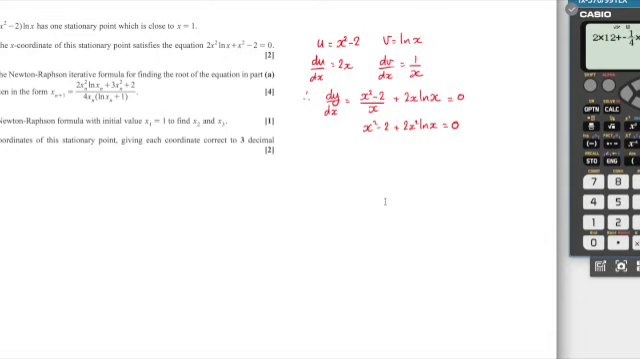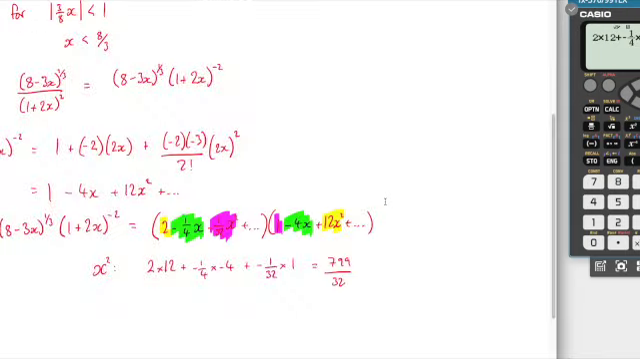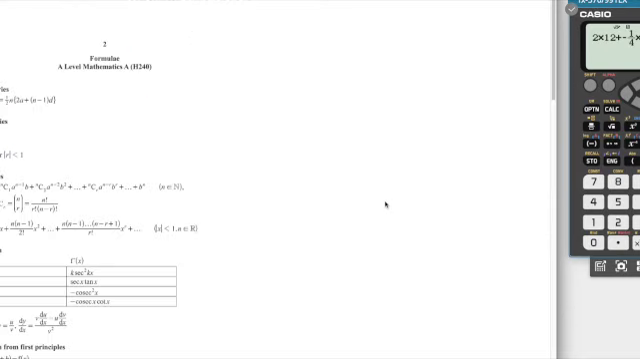Show that the Newton-Raphson iterative formula for finding the root of the equation in part A can be written in that form. So that looks pretty vile to me. We want to find solutions to that. So if we go back to our Newton-Raphson, you'll find we need to differentiate again. So let me just copy this down from the formula sheet.